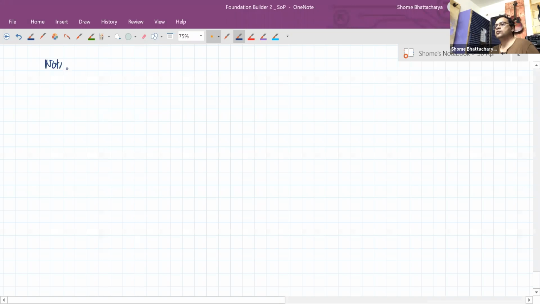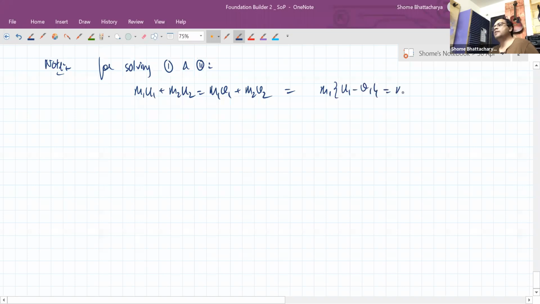So note that for solving equations 1 and 2, we manipulate them in this way: m1 u1 plus m2 u2 is equal to m1 v1 plus m2 v2. We can write it like this now: m1 multiplied with (u1 minus v1) is equal to m2 multiplied with (v2 minus u2). I will explain in a moment why I manipulated it like this. I've taken the terms of subscript 1 on one side and subscript 2 on the other side. Okay.